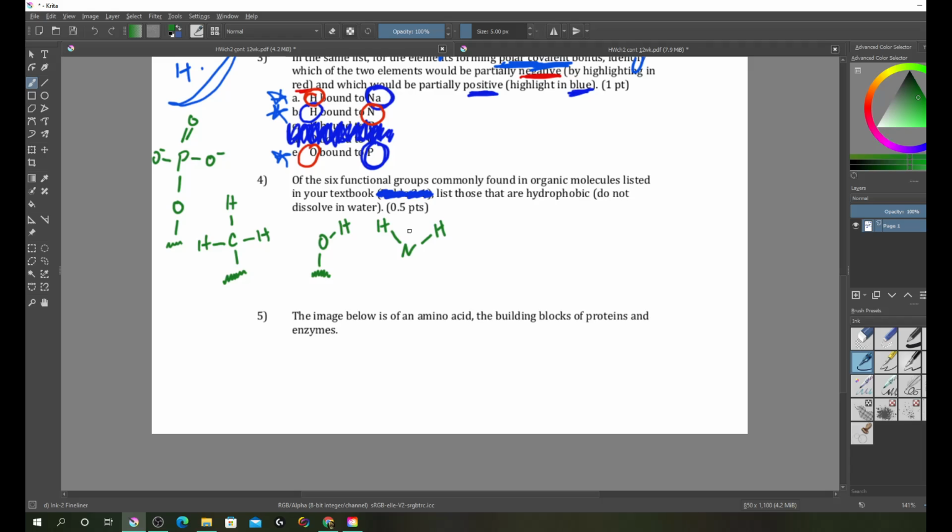Sometimes this has 3 H's and a positive charge. Sometimes it has 2 H's. The amino groups are quite dynamic in that way. And then we have carboxyl groups and carbonyl groups. The carboxyl group is carbon with an oxygen and an OH, and it's attached to the organic molecule here. You find amino and carboxyl in amino acids.